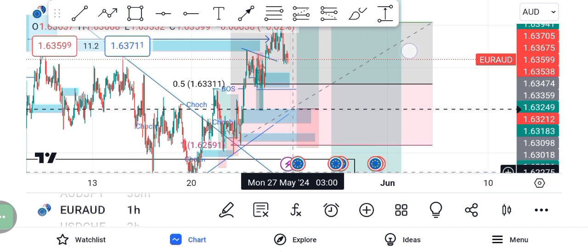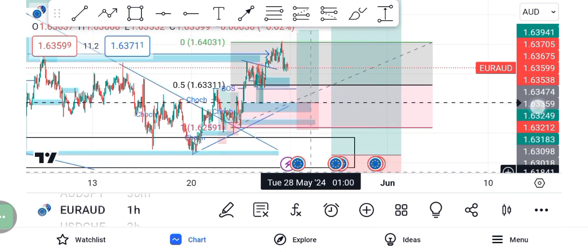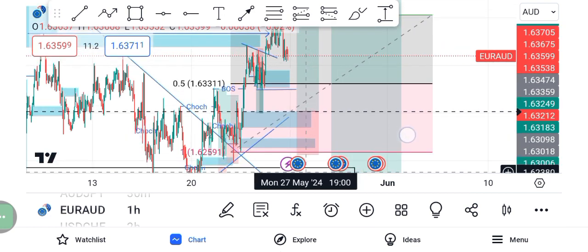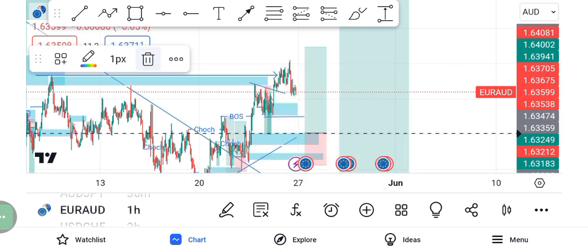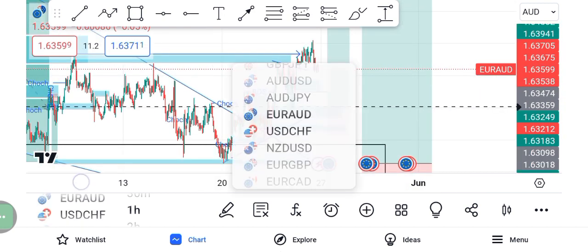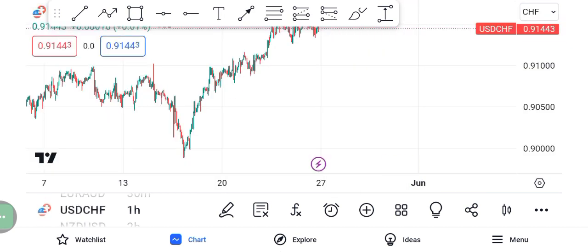But as we all know, this upper one here is my premium, this down one here is my discount. So two of them are in a good place, in my good discount level for me to buy on. Whichever one gives me the change of character, then I'll take it from there. So let's go to USD CHF.